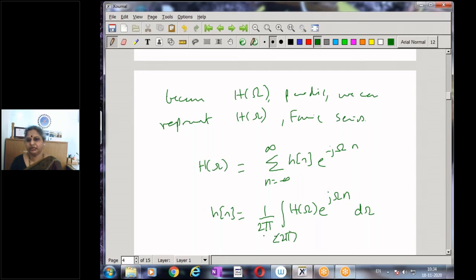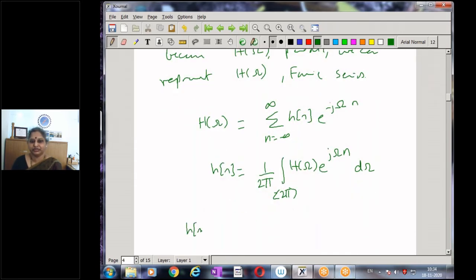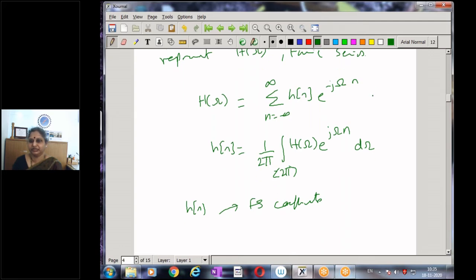So why do I have 1 by 2 pi? Because my signal is periodic with period 2 pi. All that we have done is apply the Fourier series concept to represent the periodic H of omega. So I have my H of omega in terms of h of n, and now we can recognize h of n as having two roles. One, h of n is now the Fourier series coefficients in this representation of the signal, and h of n is also the impulse response.